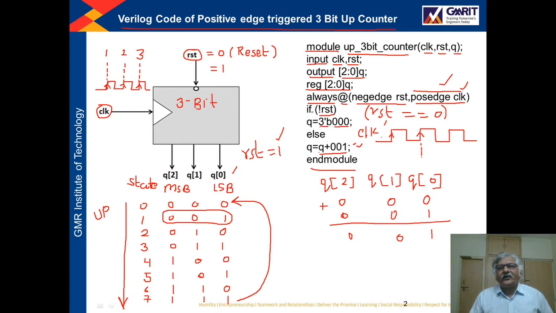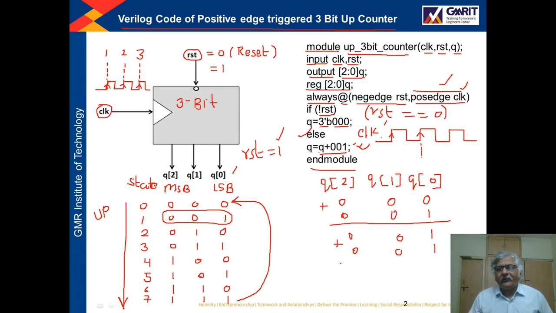Now this first condition is evaluated. RST is 0? No, RST is not 0. It is only 1. So since RST is 1, the else condition executes this statement: Q plus 001. Right now we have Q as 001, so again 001 will be added.